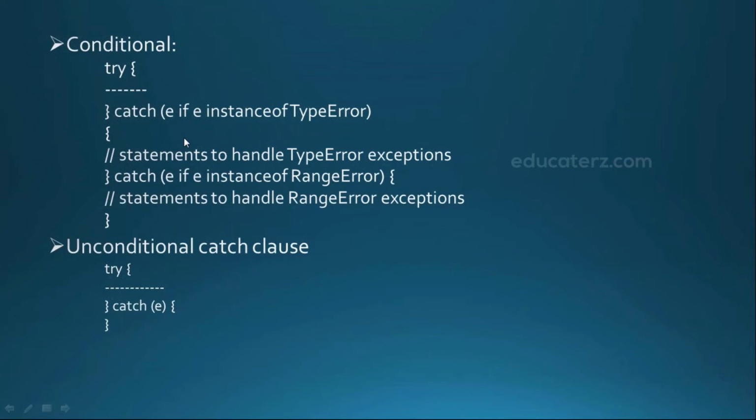So this is how we'll be writing the conditional catch blocks. Whereas in an unconditional catch clause, we'll be having only one catch block, where whatever the exception thrown by the try block will be handled in that block itself.